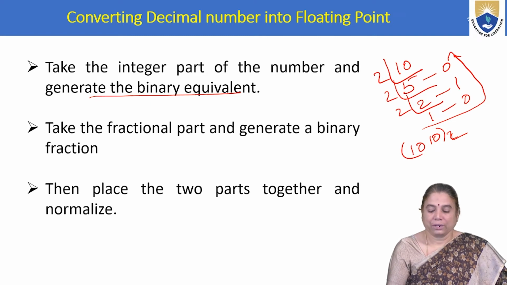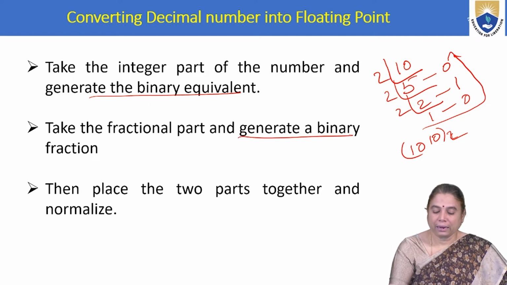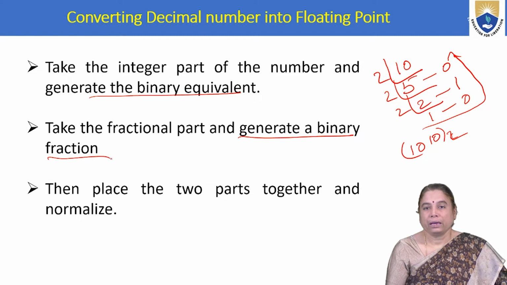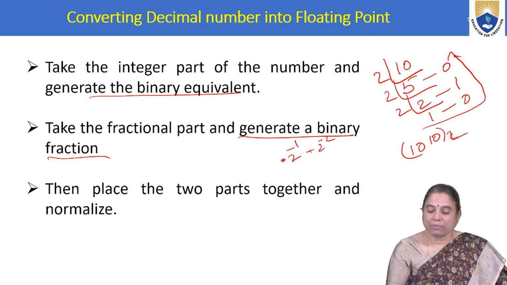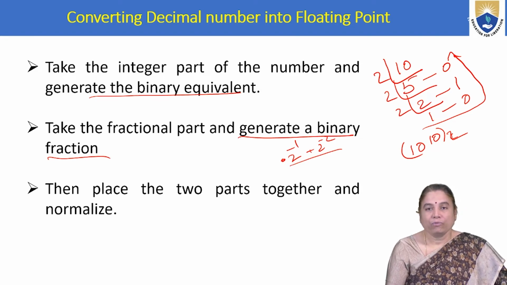Next, take the fractional part and generate a binary fraction. So here we have to represent the fractional part after the point. The decimal positions can be 2 power minus 1, plus 2 power minus 2, like that. The decimal fractional part has to be represented in binary form.